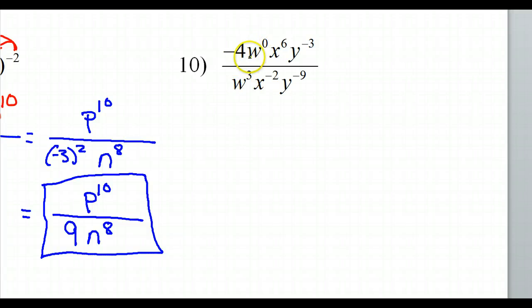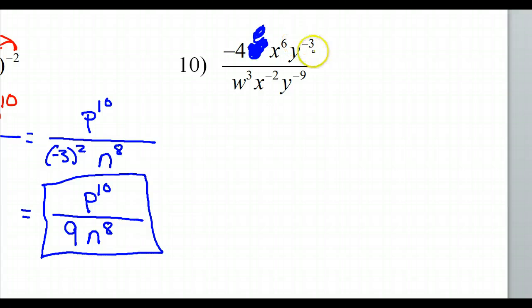Number 10, we have this w to the 0 power. Let's just take care of that right now. Anything to the 0 power is 1. But -4 times 1 is just -4, so that doesn't do anything. You can just scribble it out. Let's move everything that has these negative exponents.